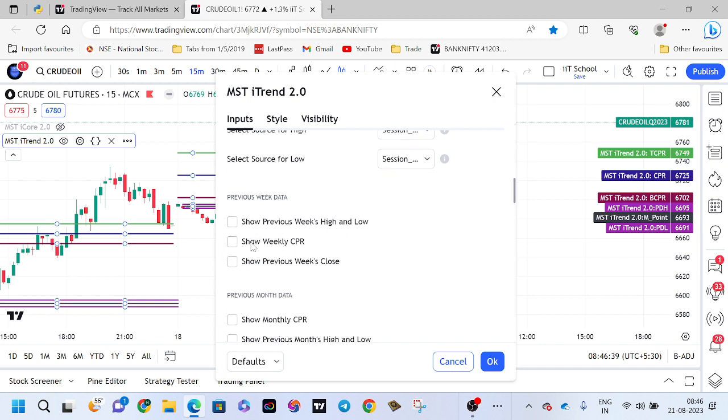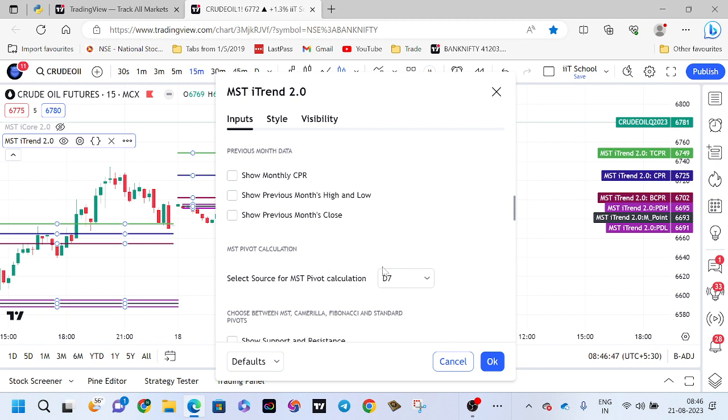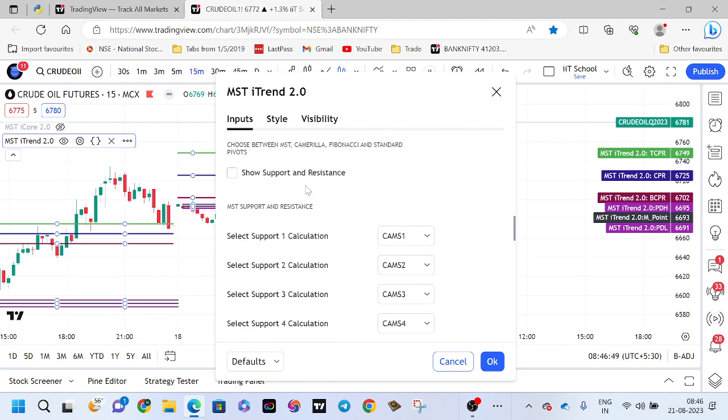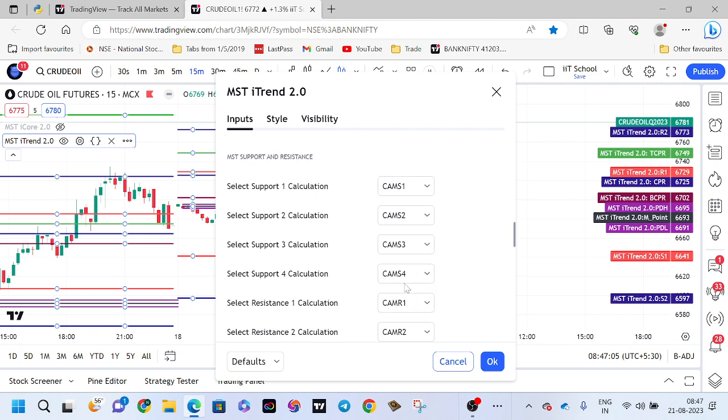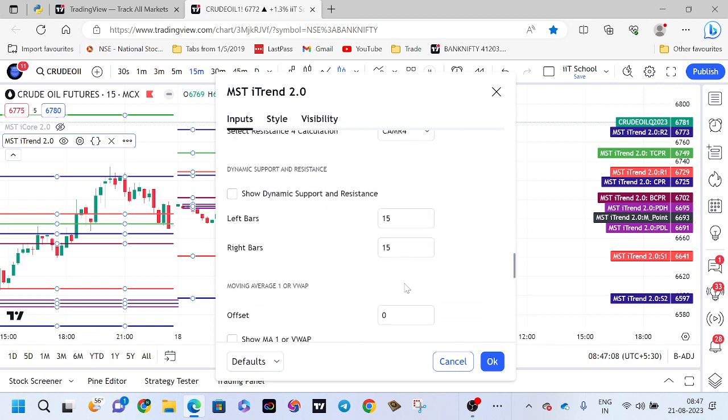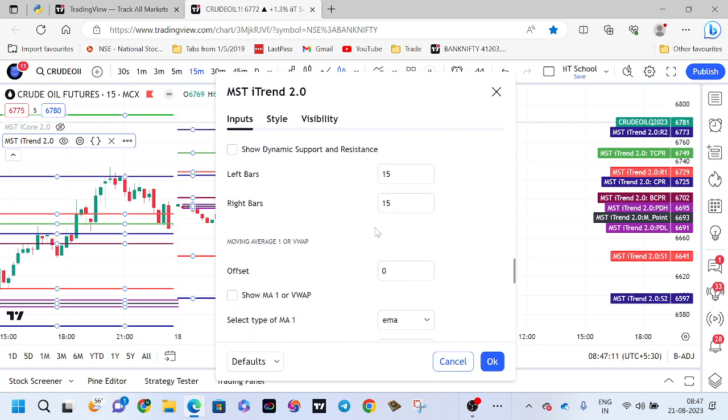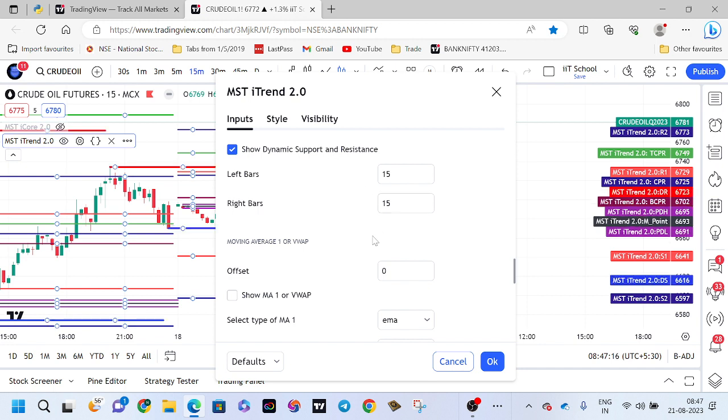previous week high and low, previous weekly CPR, previous week close. So you have previous week high and low, close, and CPR, monthly CPR, monthly high and low, and monthly close. And here we have given support and resistance. If you want Camarilla, you can use this Camarilla. This is standard pivot, this is Fibonacci pivot, and this is our customized MST pivot. Whichever you want, you can give as the input, then automatically the system will compute the support and resistance. And this is dynamic support and resistance based on the higher high and lower low of the intraday trading.